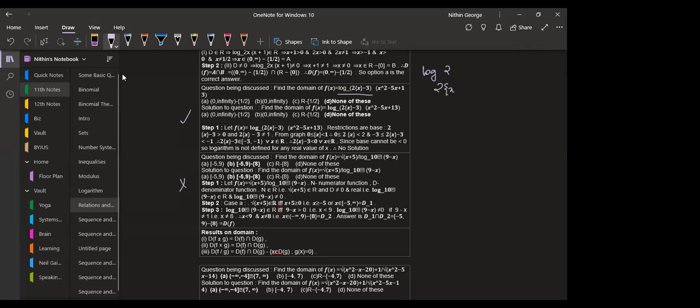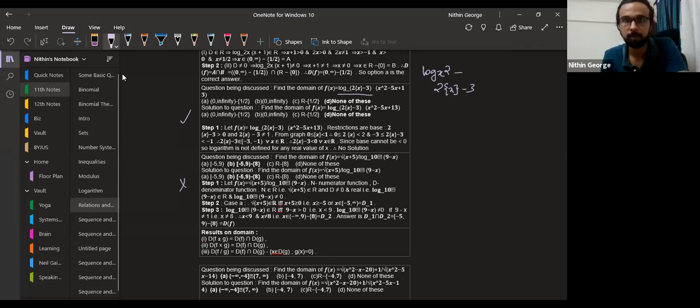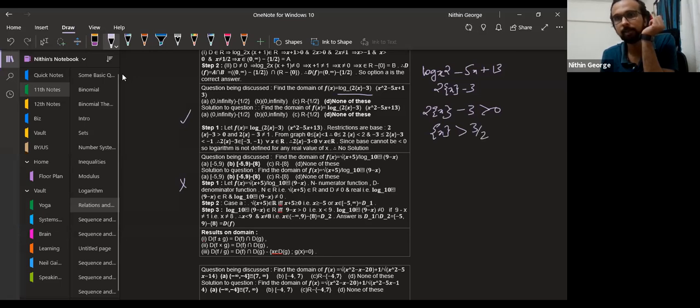2 minus 3. This will be x square minus 5x plus 13. Okay, b square minus 4ac will be less than 0. Okay, fine. So first, 2 of this thing minus 3 should be greater than 0. So fractional part of x should be greater than 3 by 2.